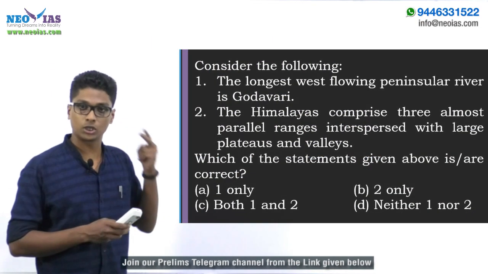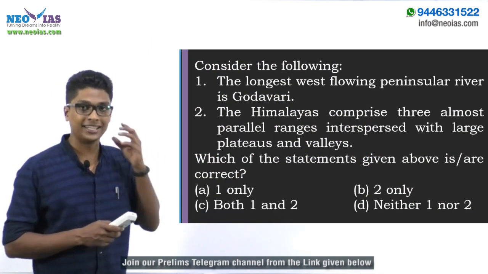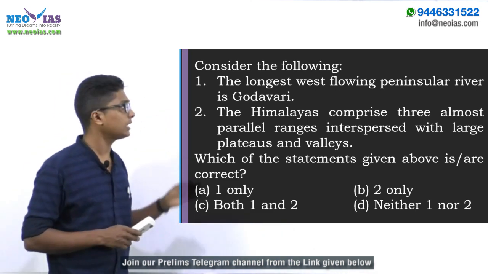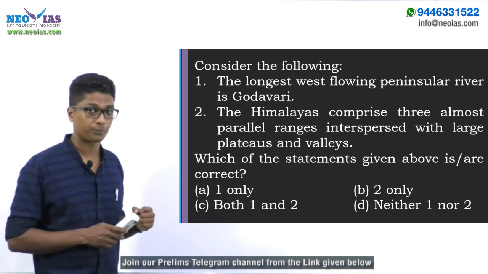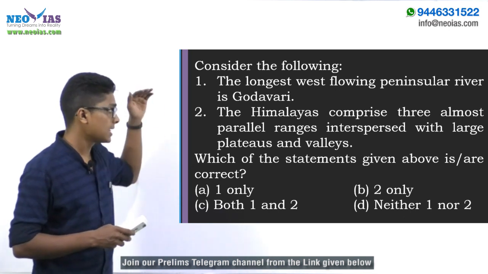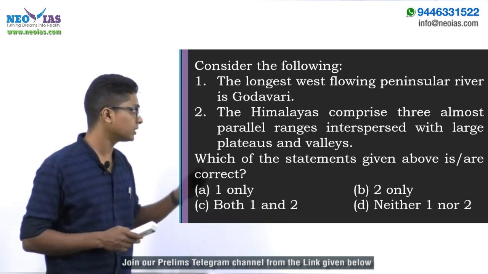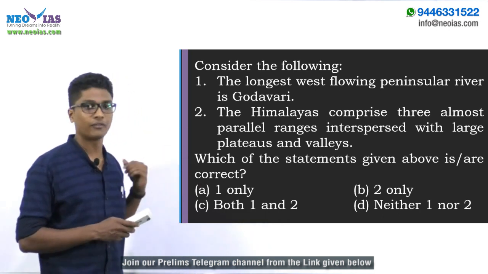This model question is a two-statement question regarding Indian geography. The first statement: the longest west-flowing peninsular river is Godavari, right? And the second statement: the Himalayas comprise three almost parallel ranges interspersed with large plateaus and valleys.